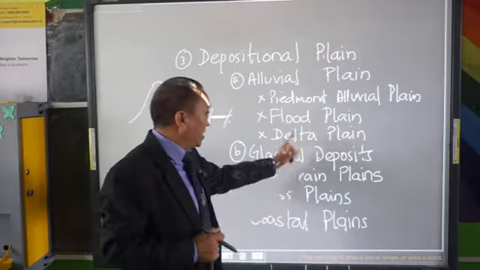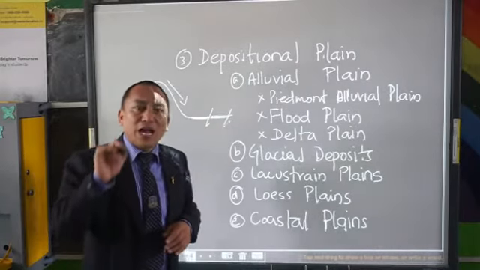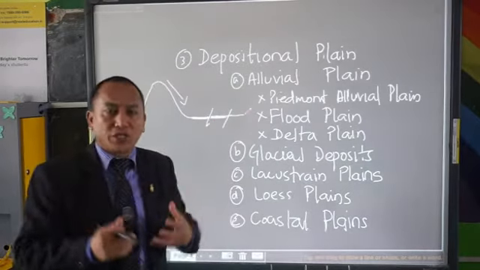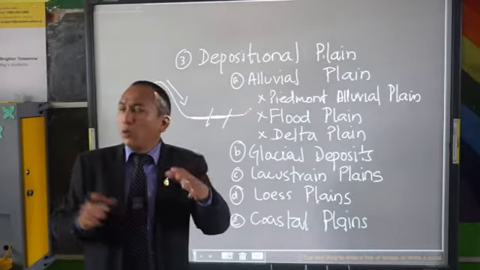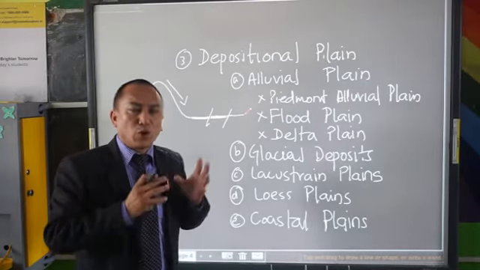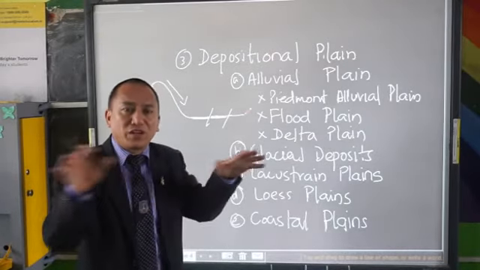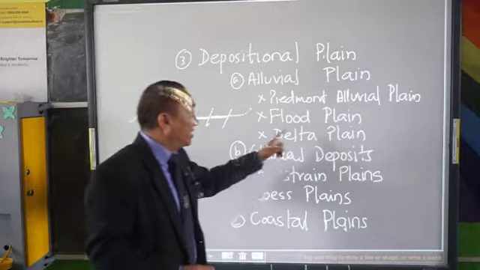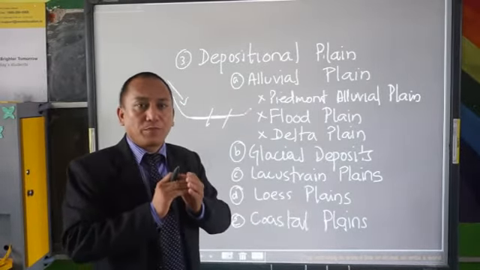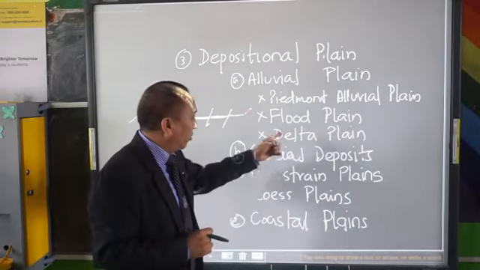Then we have the next one, that is the delta plain. Delta plains are formed at the mouth of the river. When the river goes on moving ahead and starts to meet the ocean or the sea, it can no longer carry the sediments it has brought from the mountains, and starts depositing them at the mouth of the river. It forms a plain called a delta plain, formed because of the deposition of the sediments brought by the river.